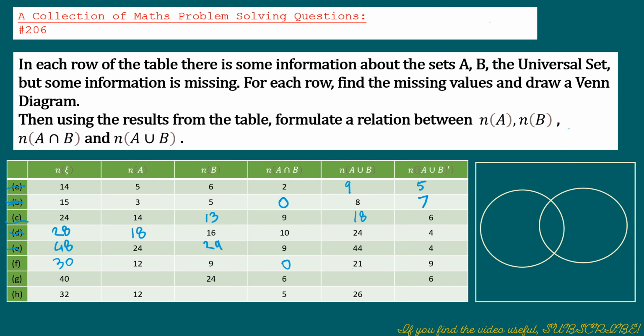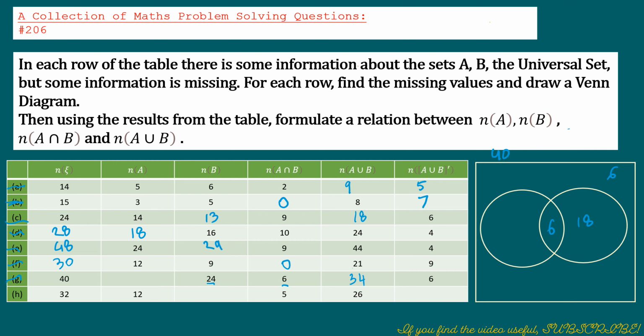And then we have the H part, so F part is, and G part, sorry. Universal, you have once again 40, B is 24, intersection is 6, B dashed is 6. So you see, you can straight away write union. 40 minus 6 is 34. And so if you know that's 34, this is 6. So n(B) is 24. 24 minus 6 is 18. And therefore n(A) would be 18 plus 6 is 24.